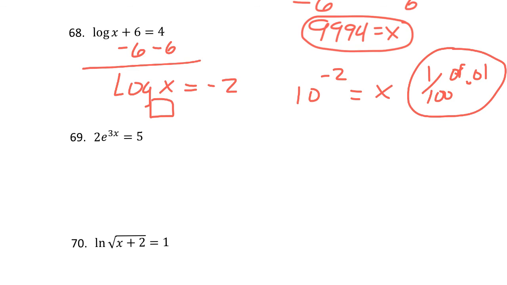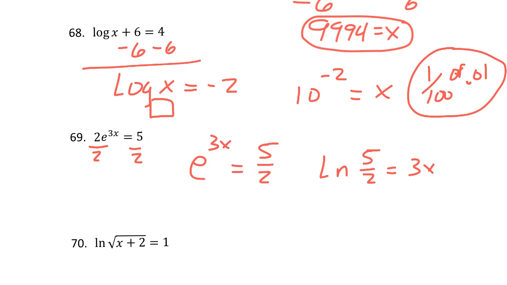Number 69, let's divide by 2 to get the exponential by itself. So e to the 3x equals 5/2. And then let's do the natural log of both sides, or turn it into a logarithm problem. In this case, the base is e, so we're going to natural log. The natural log of 5/2 equals the exponent 3x. So I'm going to find the natural log of 5 divided by 2, and then divide that answer by 3. And the overall answer for x turns out to be 0.305.